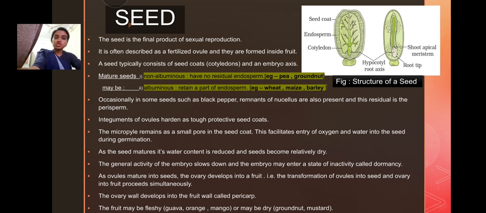As ovules mature into seeds, the ovary develops into a fruit. That means the transformation of ovules into seed and ovary into fruit proceeds simultaneously. The ovary wall develops into the fruit wall called pericarp. The fruit may be fleshy, like we have seen guava, orange, and mango, and it can also be dry, like groundnut and mustard. So that's it for this video.